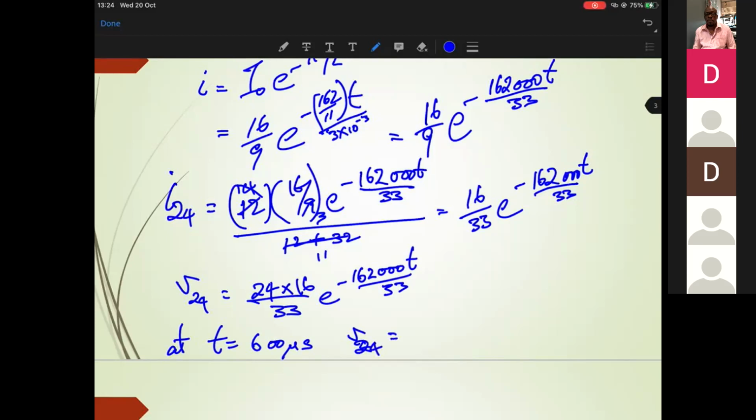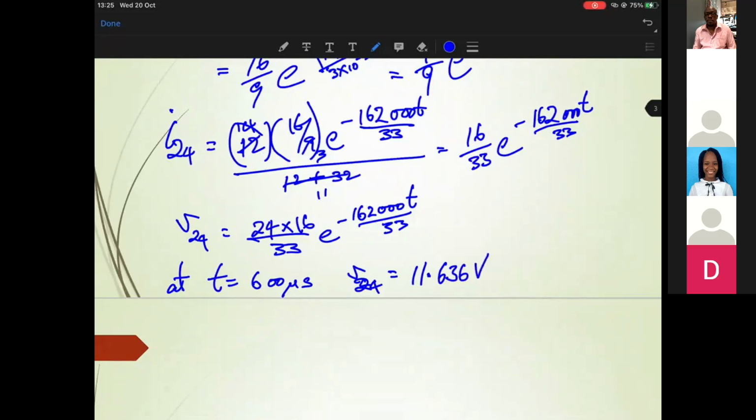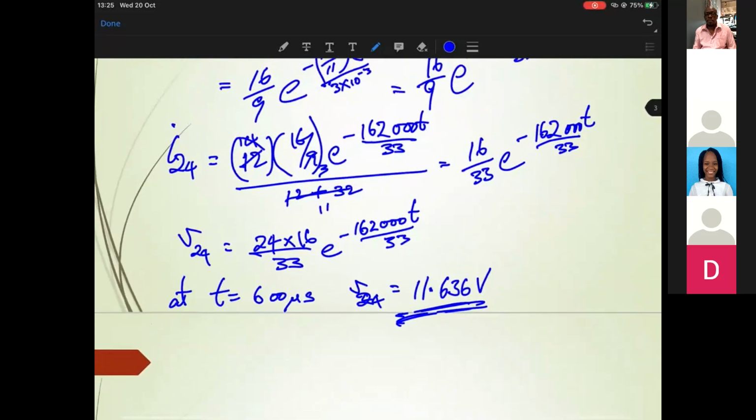Sir, 0.614 amp. I got 11.636 volts. Thank you, Mr. Richards. 11.636, you said? Volts, because we're calculating voltage. So that amp response I got would have obviously been incorrect. All right, so that's the solution to question number 1.